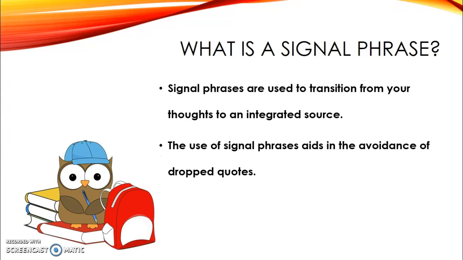The use of a signal phrase aids in the avoidance of a dropped quote or dropped quotes. I have this little tidbit in there because dropped quotes are when there is no explanation before or after the quote, and it's very choppy and abrupt. You don't want that in your essay, so it's good to avoid them.